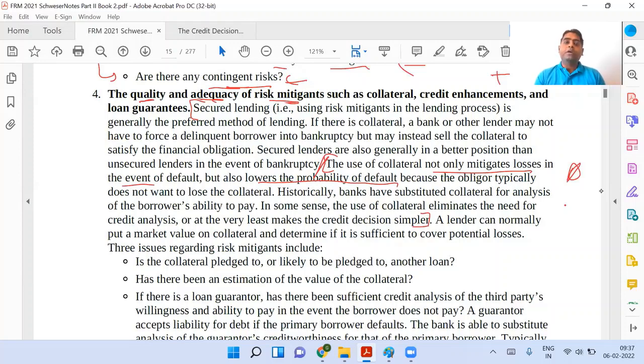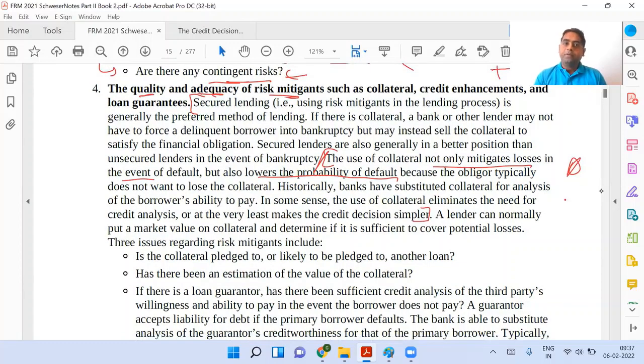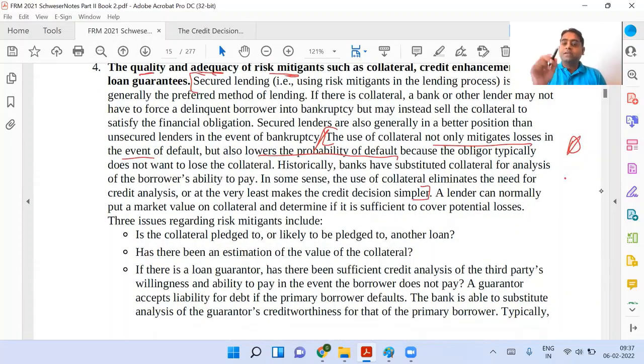If I take a loan from Manappuram Gold, I give gold and get money, but there will be a haircut. They will not give me the entire 100% of the gold value today. They will give me only 70% or 75% because they have to keep a buffer. So that is the part.